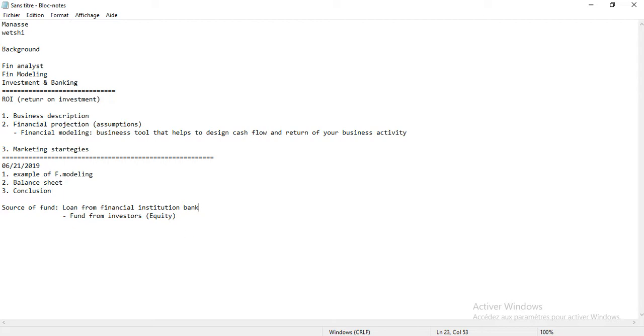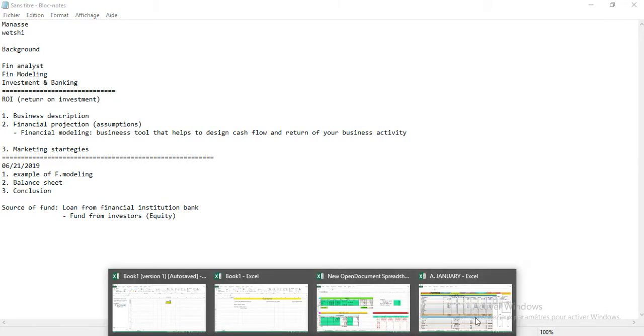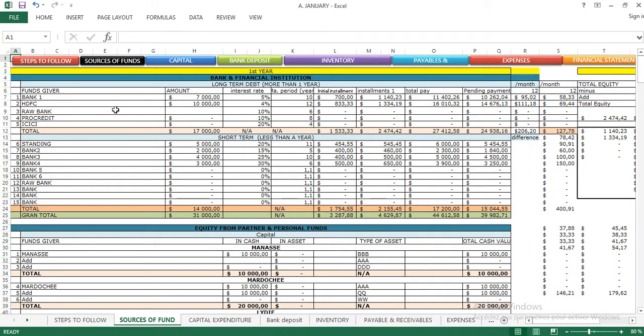All right, so let's get back to the modeling here. Look here properly. I have mentioned a couple of banks. This is an example I have built myself, so don't look at the numbers. Those are just random figures that I have put there in order to give an example to the followers.